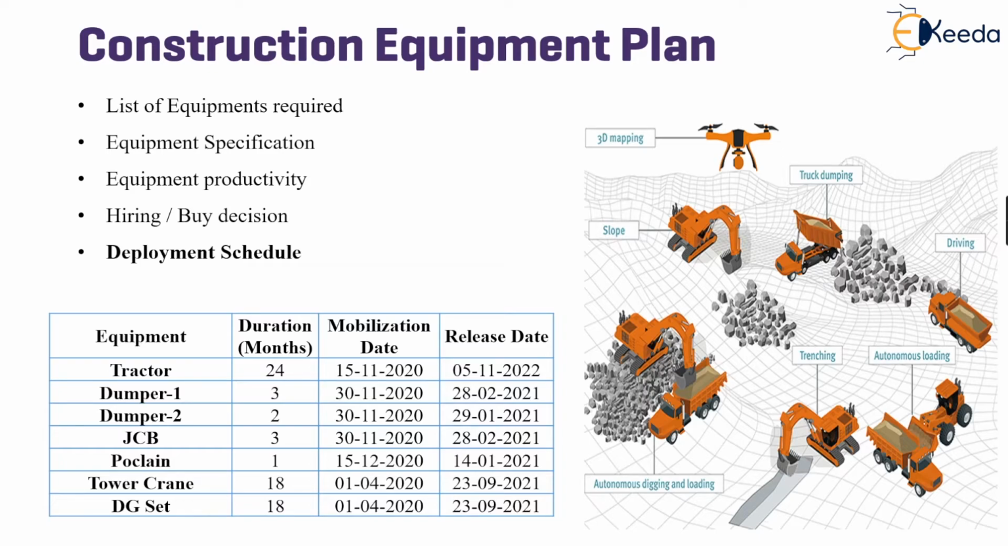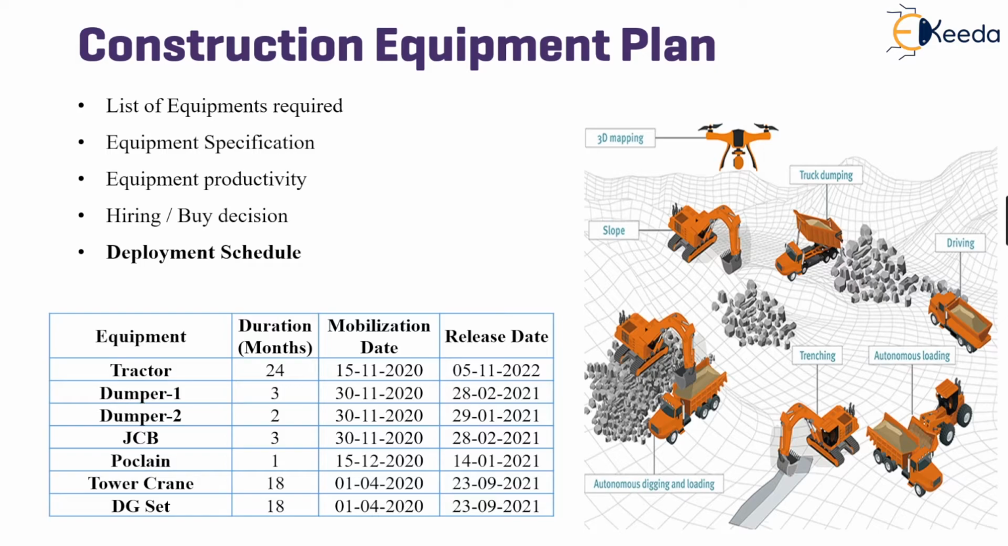The first step is to list the equipment required. Second, it is important to note the equipment specification. Accordingly, the equipment productivity is derived. Then, the hiring or buy decision is made. And finally, the deployment schedule for each of this equipment is planned.